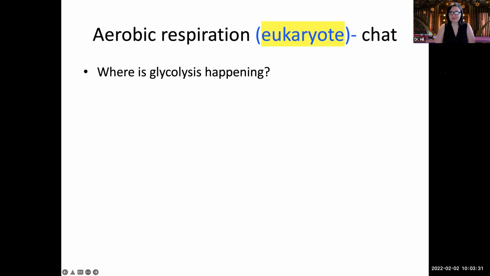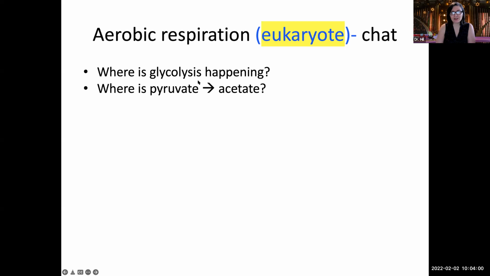Great. And if you don't know, you can put a question mark, but do put your answer in if you do know the answer. Fabulous. Okay, so most of you have said that it's happening in the cytoplasm, and that is true. Now, at the end of glycolysis, you've taken your 6-carbon glucose and broken it into 2 pieces, 3-carbon pyruvates.